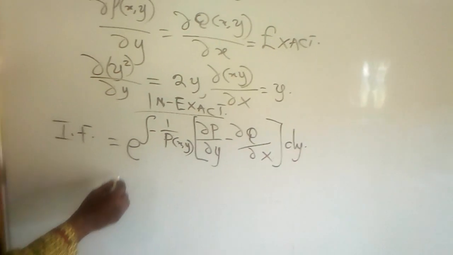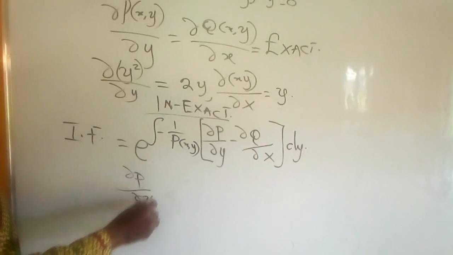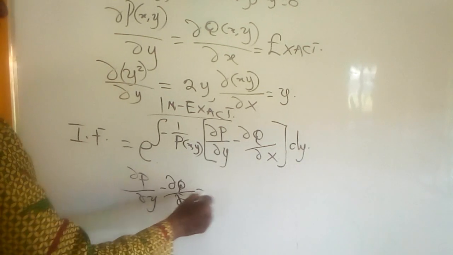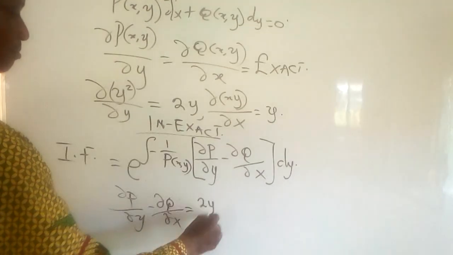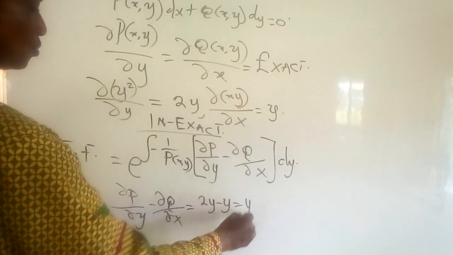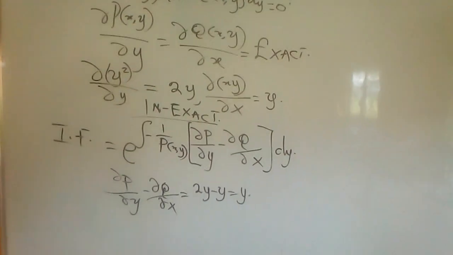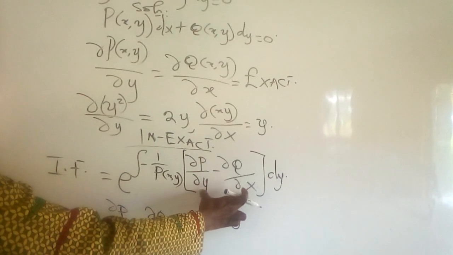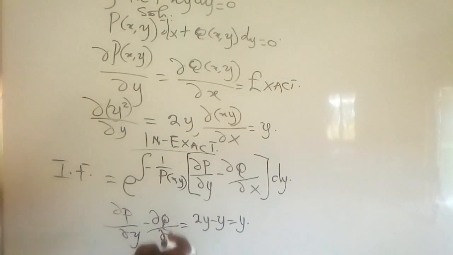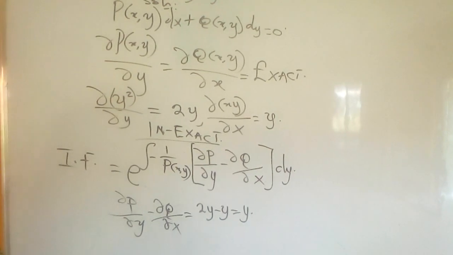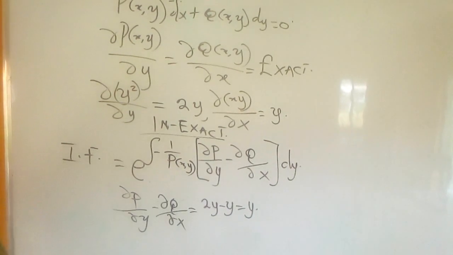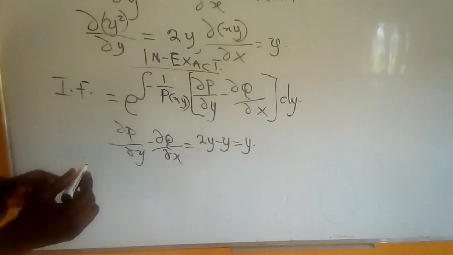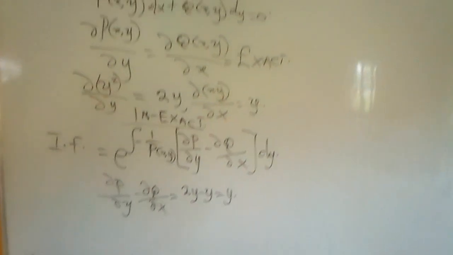Now, we proceed by coming up with this. You now say partial p, partial y minus partial q, partial x. We've gotten it from the onset. That is equal to 2y minus y, and that is equal to y. Take note, because we are subtracting this entity from the formula, which is already gotten. So at the end of the day, what we'll be having here will give us a relationship that will make it easier.